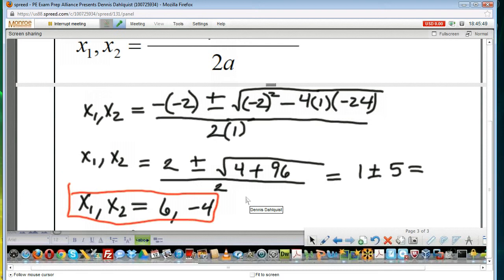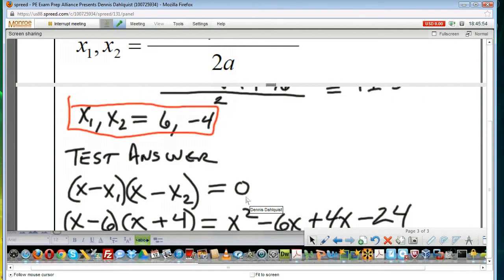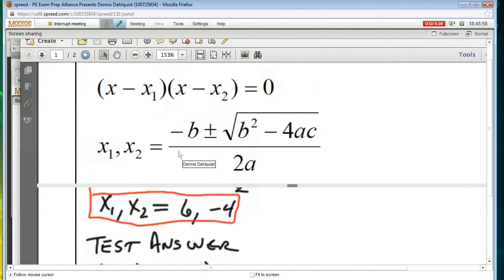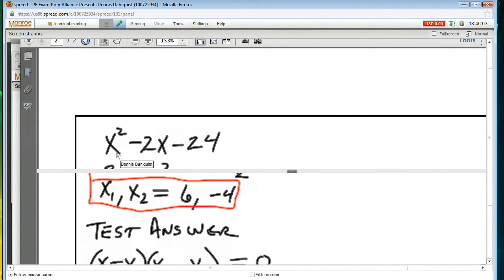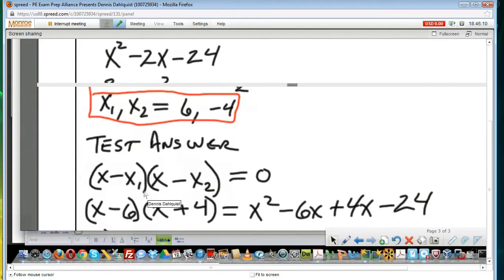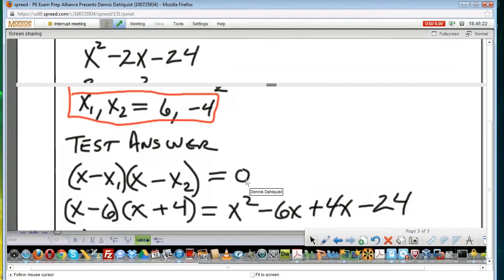So one of the things we'd want to do is verify that the answer is correct, and so what we do is multiply those numbers back so we can verify that we actually have the same equation to test if we go back through the process. So again, what we'd have then is x minus x1, x minus x2. These x1 and x2 are the roots, as we see up here, would be equal to 0.